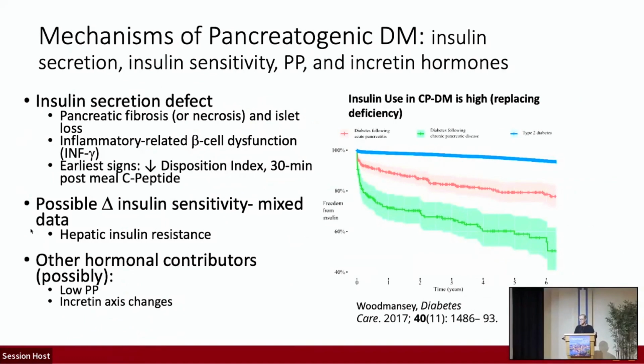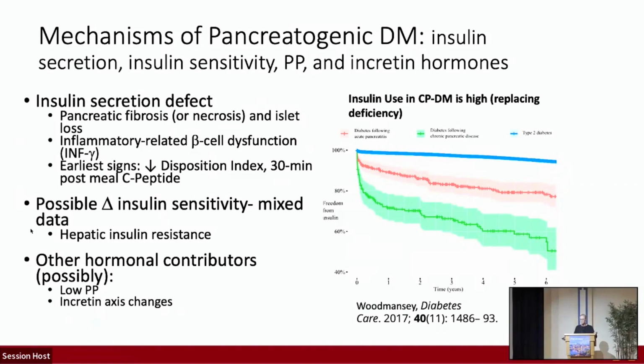So why do we see diabetes in this setting of chronic pancreatitis? Largely, a lot of this is from an insulin secretion defect, or at least that's what we think. This can be due to pancreatic fibrosis or actual islet loss that occurs with chronic pancreatitis, or maybe even acute pancreatitis, certainly necrotizing acute pancreatitis. But there's also probably earlier stages of beta cell dysfunction that aren't strictly related to islet loss, but related to intrapancreatic inflammation. And we see very early signs of insulin secretion defects by IV glucose tolerance testing and early C-peptide and insulin measures on mixed meal tolerance testing.